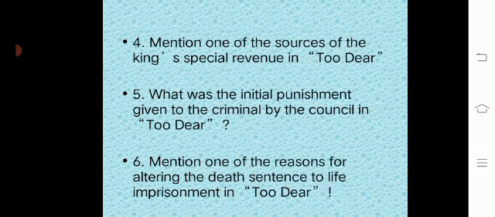Students, I am telling you again repeatedly, read the question carefully once, twice, thrice. Understand what answer you are expected to write and then only write the answers. Question number 5. What was the initial punishment given to the criminal by the council in Two Dear? Question number 6. Mention one of the reasons for altering the death sentence to life imprisonment in Two Dear.